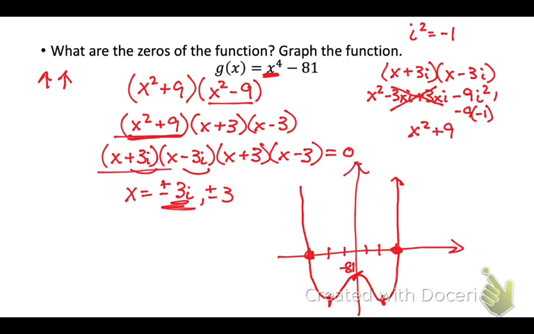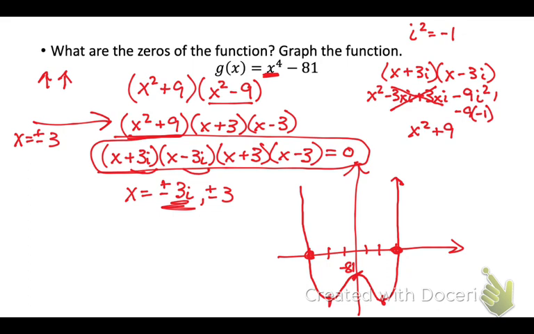Now, if you didn't factor this out right here, if you stopped here, you would still get plus or minus 3, correct? But then you would have x squared plus 9 equals 0, and you would have x squared equals negative 9, yes? You have to get rid of the x squared, so you have to take the square root of it, and then you get your i, and there's where I get my plus or minus 3i.